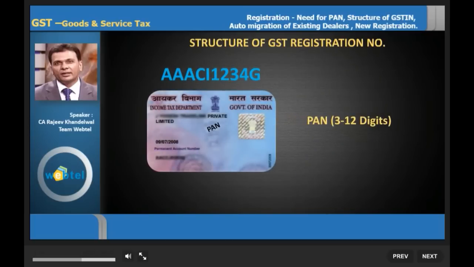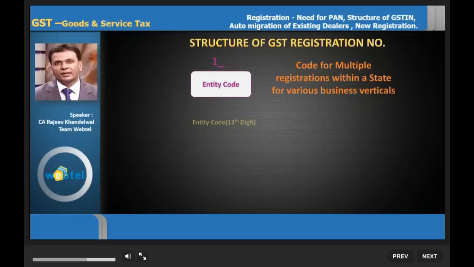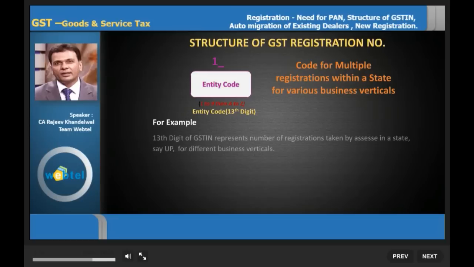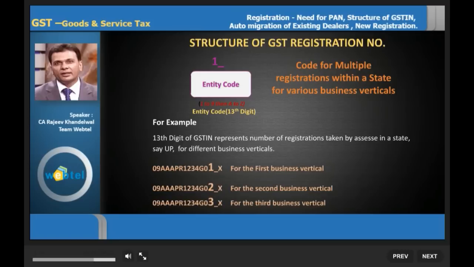So after the 2 digits of the state come the 10 characters of the PAN number, as you can see. Next comes the 13th digit. As we will see later in greater detail, even within the state a person can have multiple registrations. How will you know about that from the registration number? The 13th digit of the GSTIN will let you know how many registrations the person has within the state. In the example on the screen, the state code is there, and the PAN number is the same in all 3 cases. But the 13th digit is 1, 2, 3, which means that the person has taken the first registration, second registration and third registration for a different business vertical.